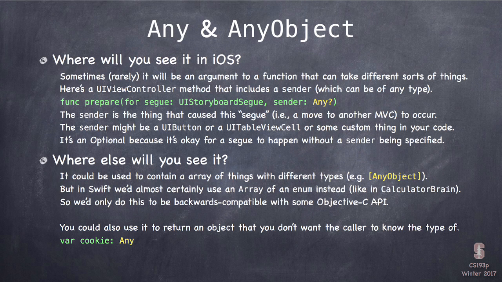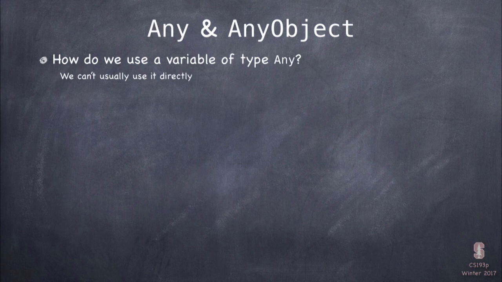In Swift, if we wanted to put doubles and strings in the same array, we use an enum. That's what we did with our operations array, and that's what we would do in Swift. So we wouldn't use any object. Okay, another thing you could possibly use any for is for a cookie, right? Some piece of data that you're giving out that you don't want people to know what class it is. And they're just going to give it back to you at some point, and you'll do something with it. Only you know what it is. So, you know, an opaque type, you could use it for that.